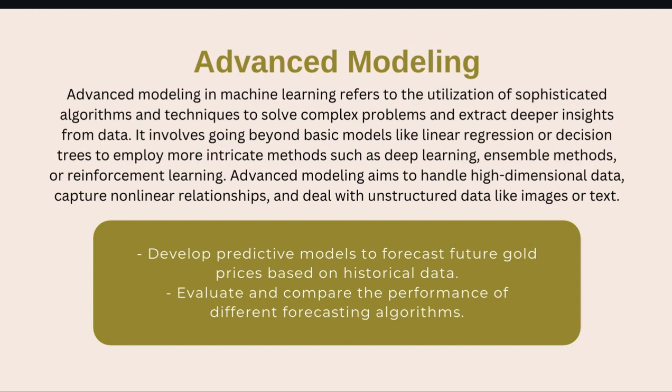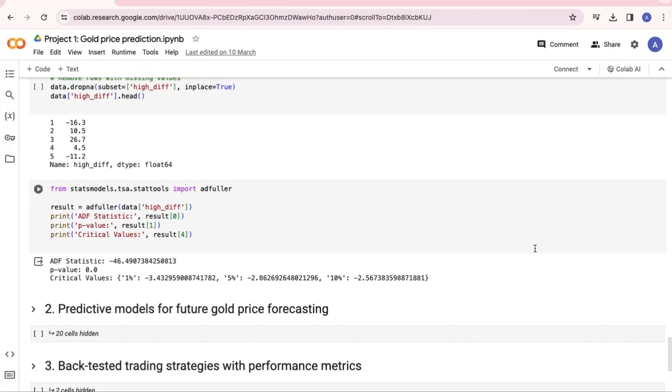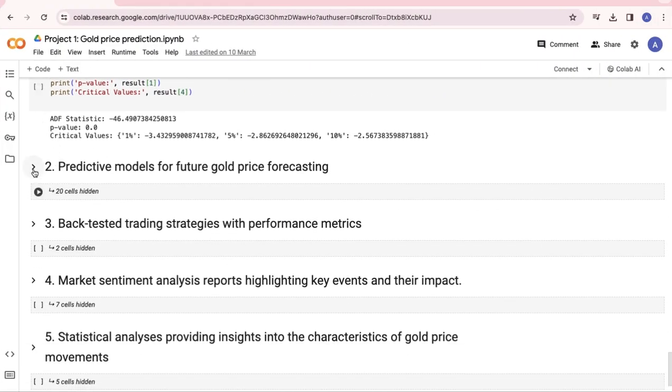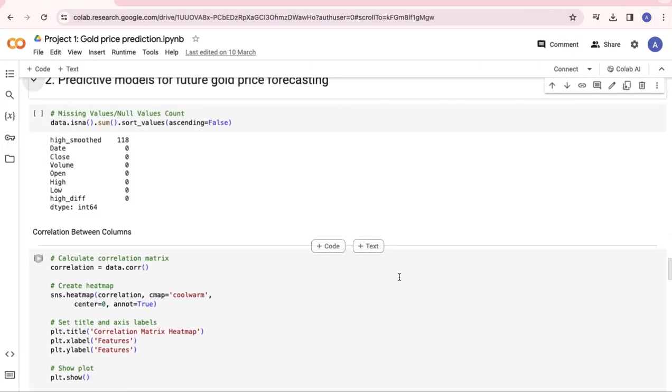Advanced modeling aims to handle high-dimensional data, capture nonlinear relationships, and deal with unstructured data like images or text. So the project objective of advanced modeling required me to develop predictive models to forecast future gold prices based on the historical data provided, and I also had to evaluate and compare the performance of different forecasting algorithms. The code for the same is as follows.